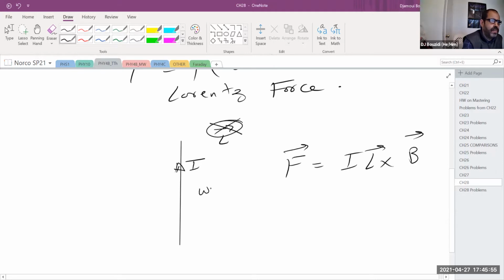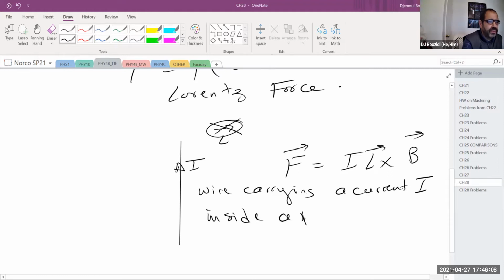So this is a wire carrying a current I inside a region with a magnetic field, the B field.